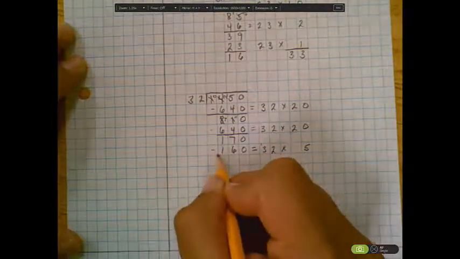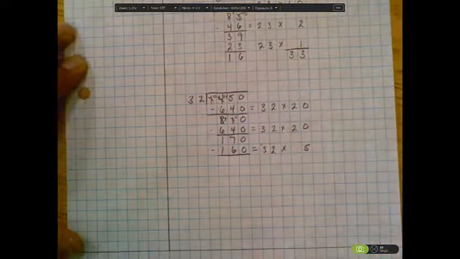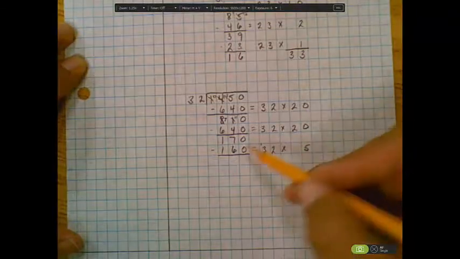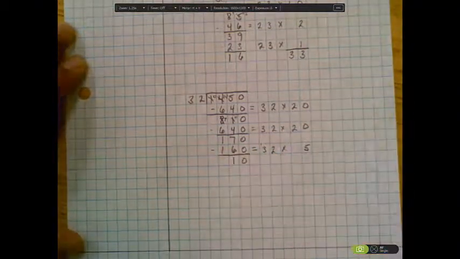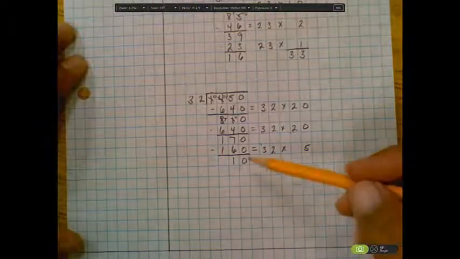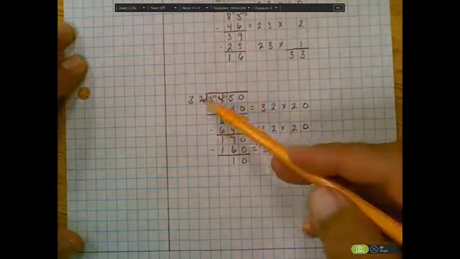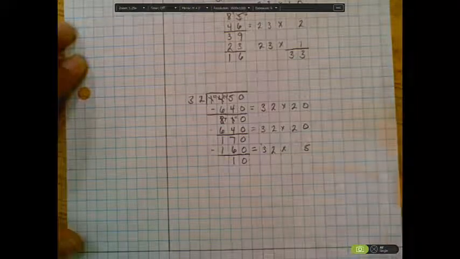Again, we're going to subtract. And when we subtract this out, 0 minus 0 is 0, 7 minus 6 is 1, and 1 minus 1 is 0. And then we compare. Is this answer less than 32? Yes, it is. And so we're done.